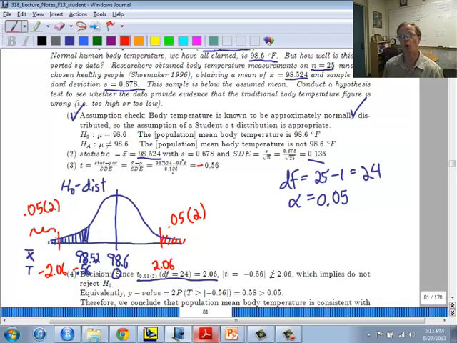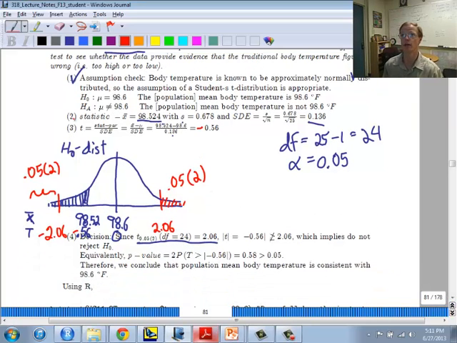Okay, so the tails are the rejection region, the middle is the acceptance region. We're in the acceptance region. Therefore, we conclude do not reject the null hypothesis, which I have stated down here. So this historical number for body temperature is consistent with our data.